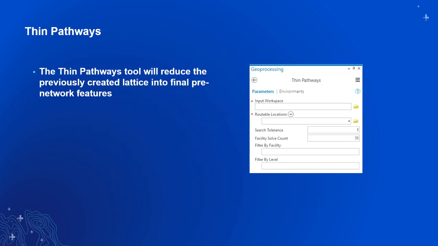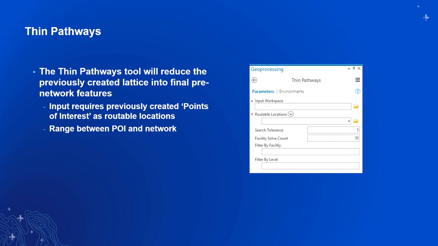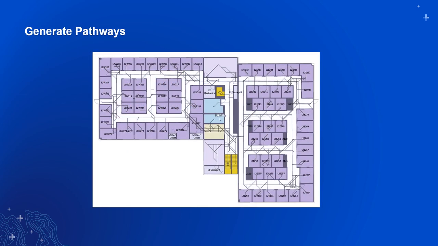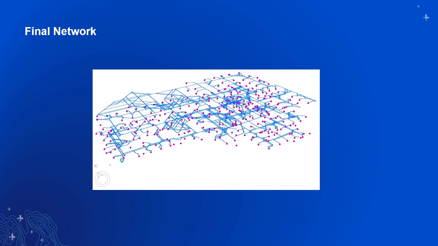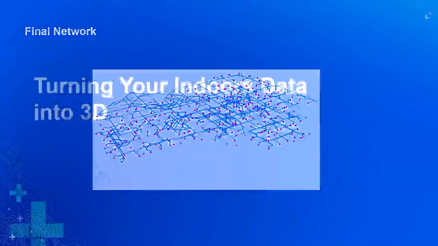And then finally, in your network processing, you would thin the network to ensure that it's only reaching the points of interest that you're telling it to go to. So routable locations could be anything from your office to bathrooms, excluding anything that you don't want it to go to. And you end up with something like this. It looks more like a computer circuit, and you're being routed to where you need to go. And this is a 3D version of that. So you're checking to make sure that it reaches everywhere.